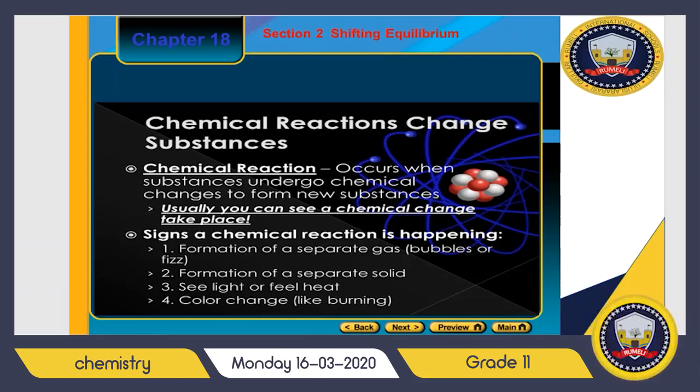Also, we have some signs or events during chemical reactions. Number 1, formation of a separate gas, bubbles or phase. Number 2, formation of a separate solid or precipitate. Number 3, see light or feel heat. Number 4, color change, like burning.